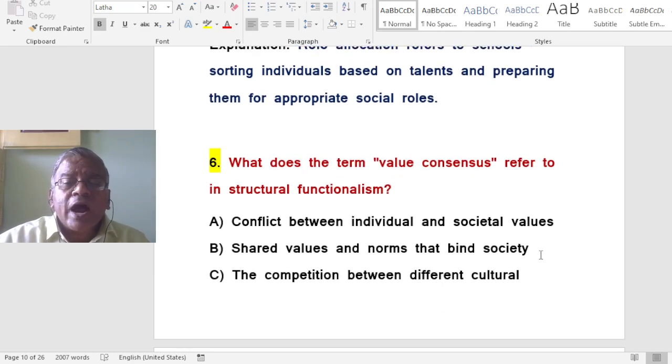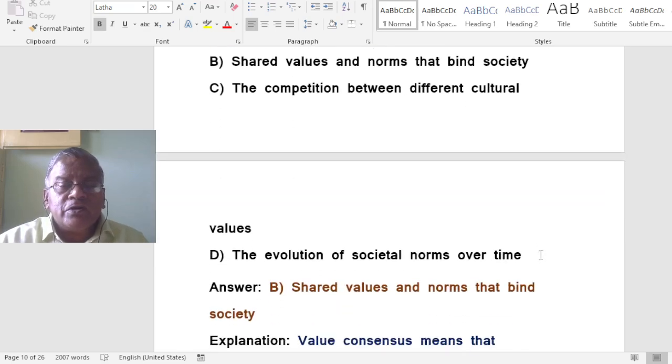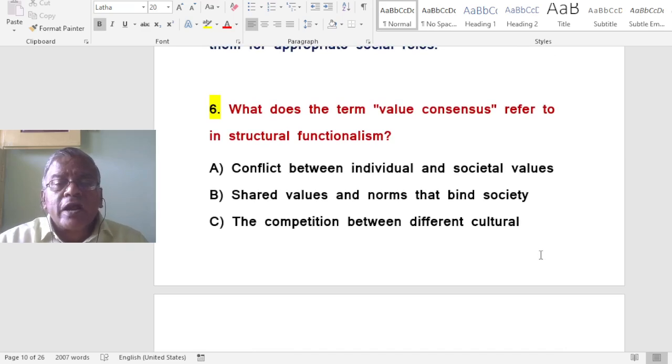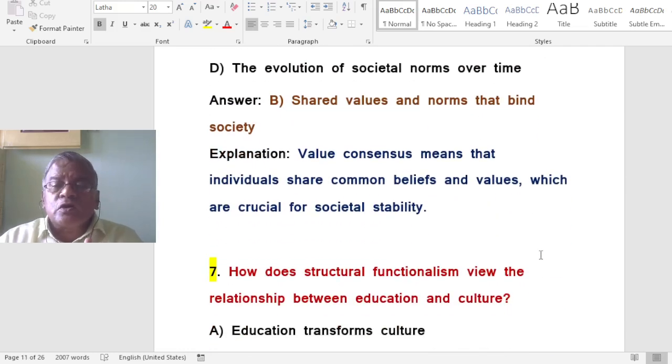What is the term value consensus referred to in structural functionalism? Conflict between individual and societal values, shared values and norms that bind society, the competition between different cultural values, the evolution of societal norms over time. That is shared values and norms that bind society. Value consensus means that individuals share common beliefs and values which are crucial for societal stability or social order.